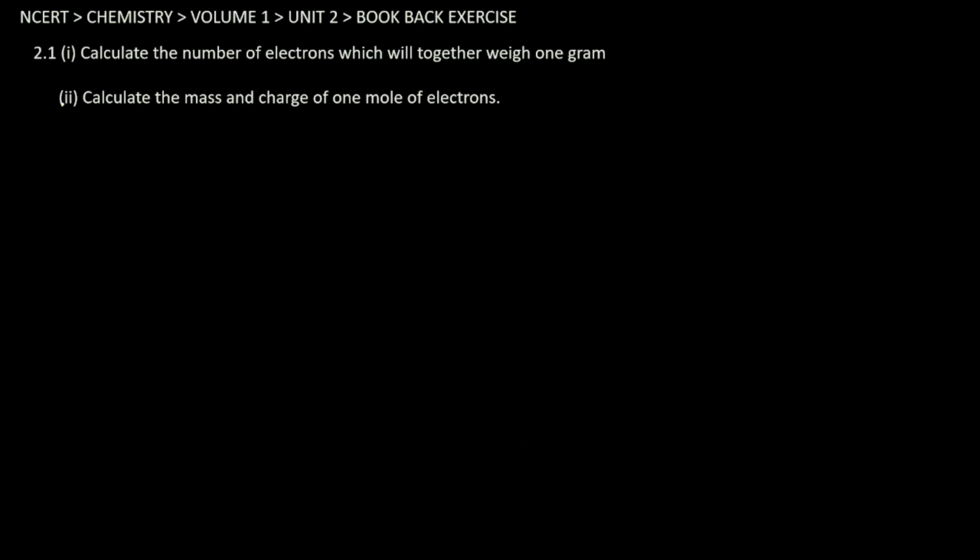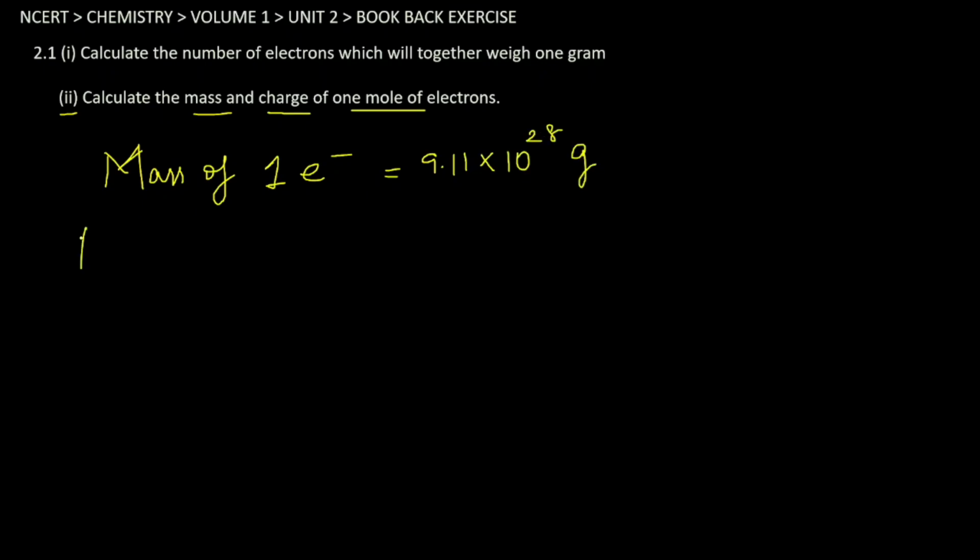So let's see the second subdivision. The second subdivision goes like: calculate the mass and charge of 1 mole of electrons. So we know that the mass of 1 electron is, I have already written, 9.11 into 10 power minus 28. Sorry, I had missed the minus here. So the mass of 1 electron is this many grams.